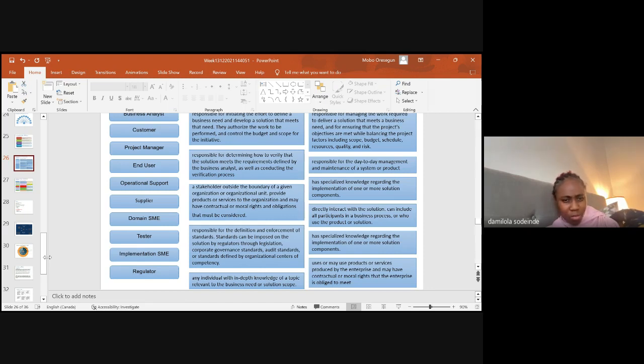Responsible for determining how to verify that the solution meets the requirements defined by the business analyst, as well as conducting the verification process. And then the implementation team would have specialized knowledge regarding the implementation of one or more solution components.